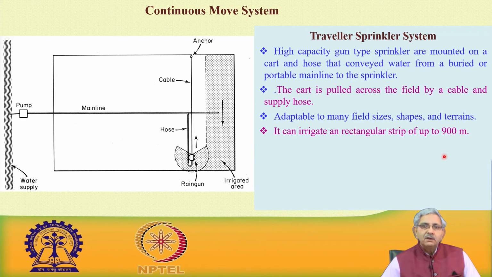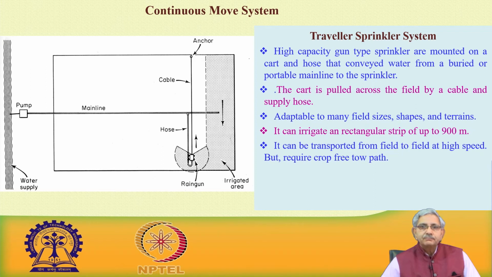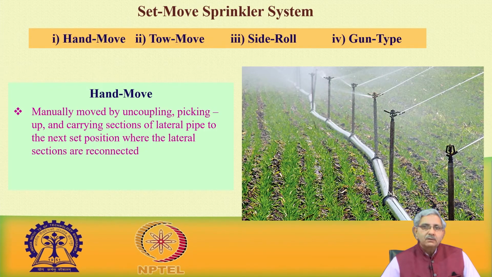It can irrigate a rectangular strip up to 900 meters wide. It can be transported from field to field at a very high speed, but it requires the crop-free towpath. These can be further divided into hard hose and soft hose types. The hose can be soft or hard.